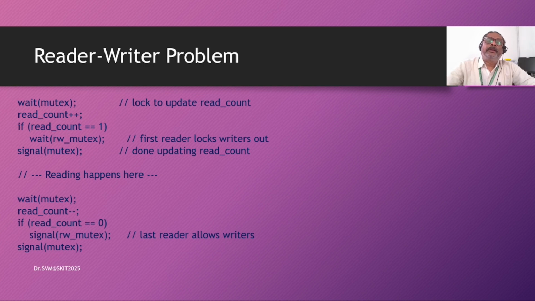But if the read count after decrementing has become 0, that means I was the last process reading that shared variable. No more process is now reading it. That's what checking read count equal to 0 is all about. And if it is equal to 0, that means no more process is reading it, and we just signal the writing process, if any, waiting for its turn to write onto that shared resource. So we signal that, and then we signal the mutex and release the read count.